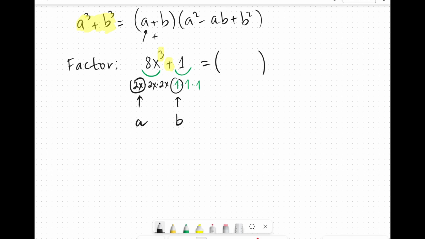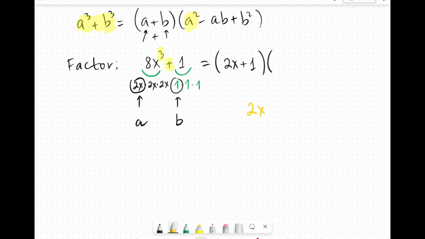So now we will be writing our formula as it tells us to write it, a plus b in the first set of parentheses. So my a plus b will be 2x plus 1. I'm going to continue with the second set of parentheses, and it tells me to take my a and square it. So I have to take my a, which is 2x, and I'm going to write it in yellow here, 2x, and I'm going to square it.